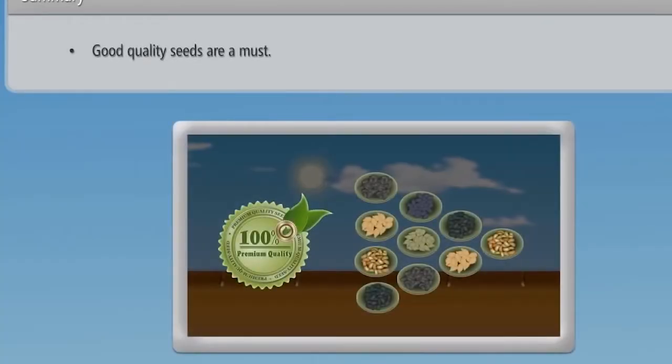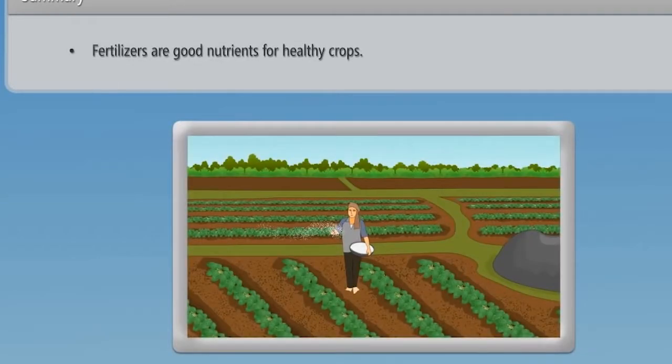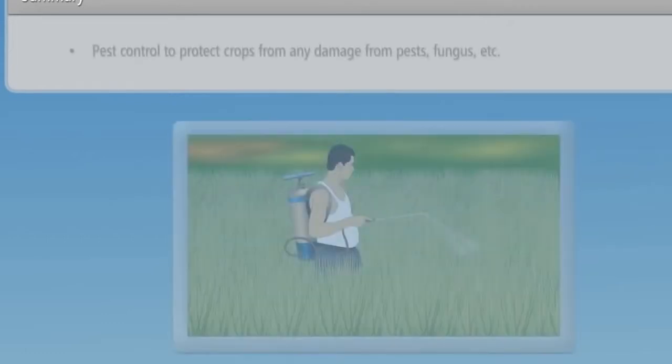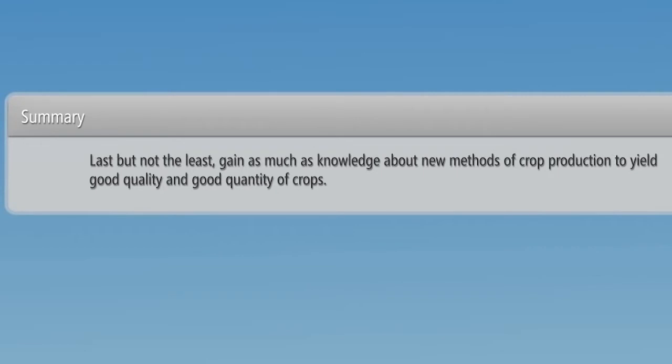Summary: good quality seeds are a must. Fertilizers are good nutrients for healthy crops. Water supply arrangement depending on crops requirement. Pest control to protect crops from any damage from pests, fungus, etc. Last but not the least, gain as much knowledge about new methods of crop production to yield good quality and good quantity of crops.